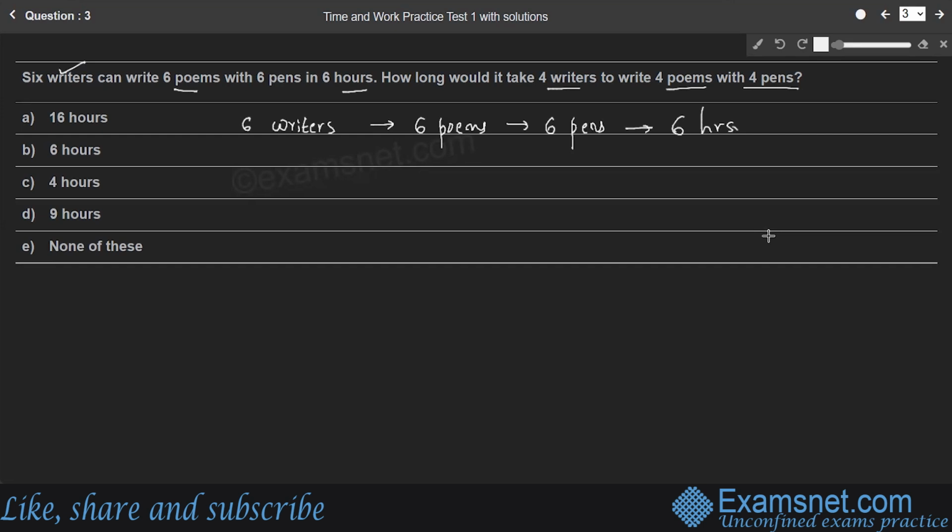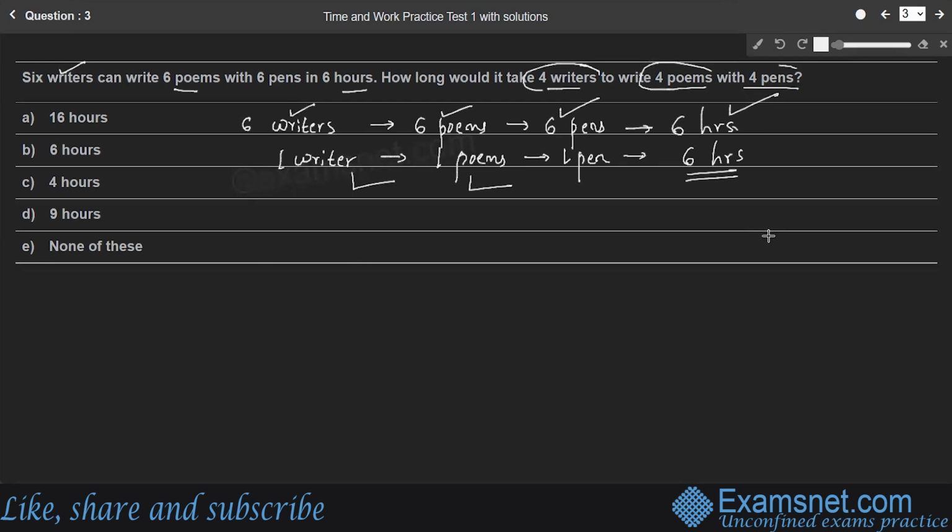So that means we'll consider one writer, right? He can write only one poem and he uses one pen in 6 hours. For each poem, each writer takes 6 hours of time, right? So there are 6 writers, they use 6 pens and they write 6 poems in the same duration, 6 hours, right? Here the question is, how long would it take 4 writers to write 4 poems with 4 pens?